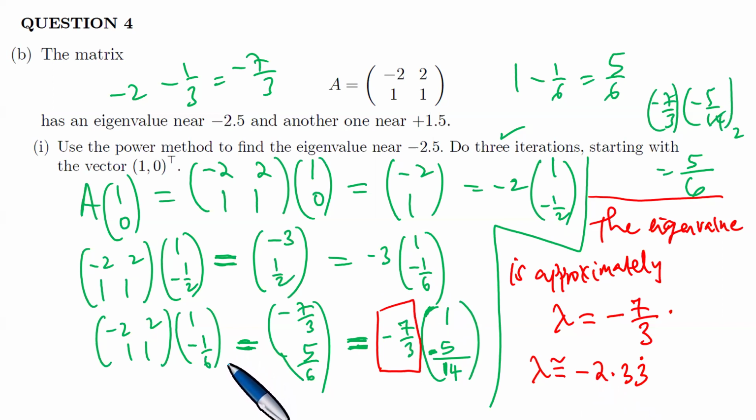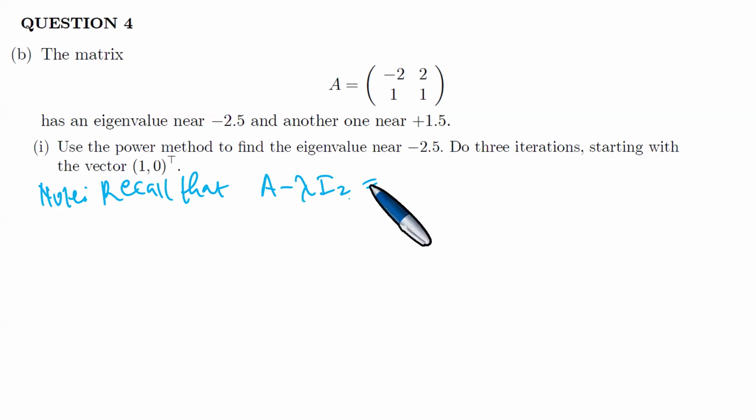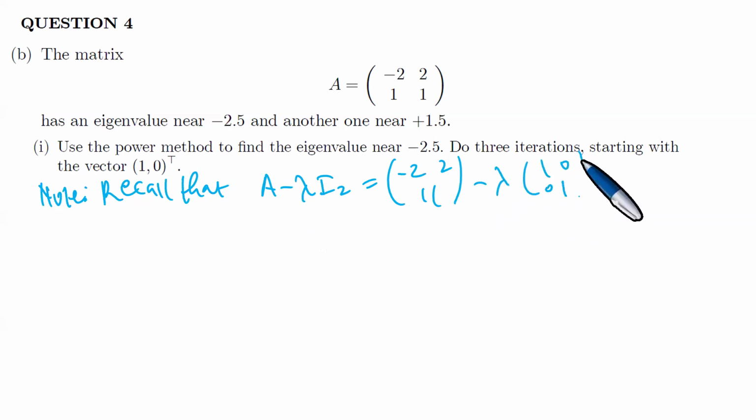Right. So, however, this is the end of the answer, but there is a note. A note would be that, in general, you would recall that A minus lambda I2 would be the matrix A, 1001, which is minus 2 minus lambda, 2, 1, 1 minus lambda. So you'd have minus 2 minus lambda, 2, 1, and then 1 minus lambda.